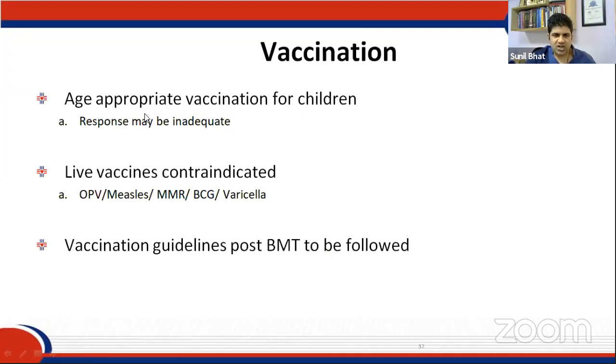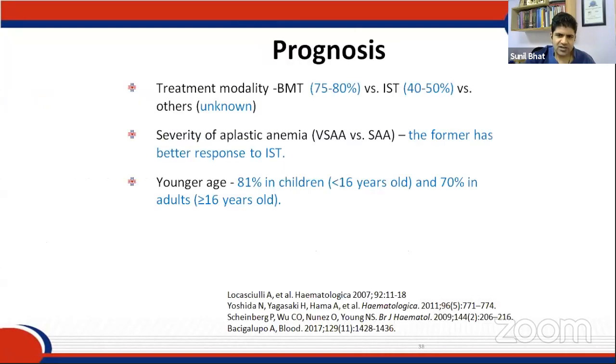Vaccination, from a pediatrician's point of view: age-appropriate vaccination can be given, but the response can be inadequate. We should try to avoid live vaccines during this period because they may either undergo transplant or ATG therapy, and live vaccines may not be safe to be given in those situations. For patients who undergo transplantation, the vaccination guidelines are different and are not in the scope of this presentation today.